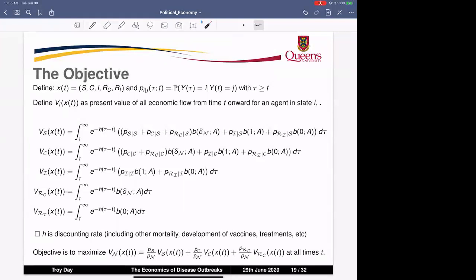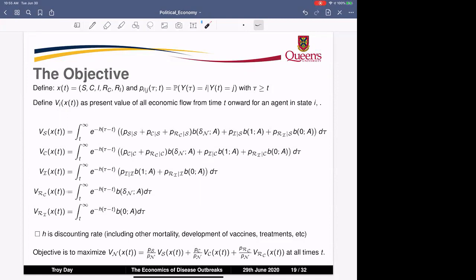And now I want to put all of that together into what I'm going to call the objective. And this is the thing that individuals are trying to maximize over time. So I'm going to define a vector X, which contains all of the state variables of the epidemiological model. And I'm going to define this quantity P_ij. It's the probability that given an individual is in state j at time t, it's in state i at time tau, where tau is some time bigger than or equal to t. And then I'm going to define all of these value functions, V_i, that are functions of the state variables at each point in time. And that's going to represent the present value of all economic flow from that time all the way through onward in the future for an agent that's in state i.